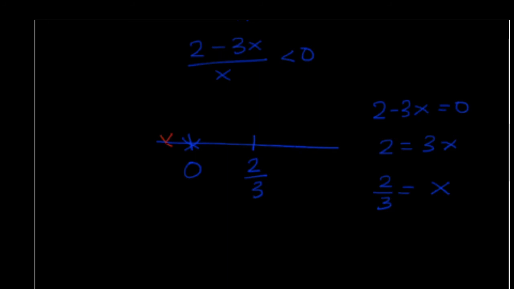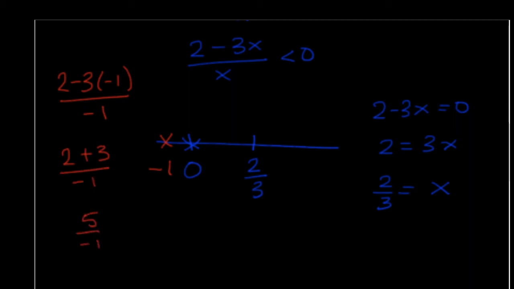So let's do outside first. Let's do left of 0. We can pick -1. So if I plug in -1 in my inequality, we have 2 minus 3 times -1 over -1. That'll be 2 plus 3 over -1, which is 5 over -1, and that's just -5. So this means this is negative.